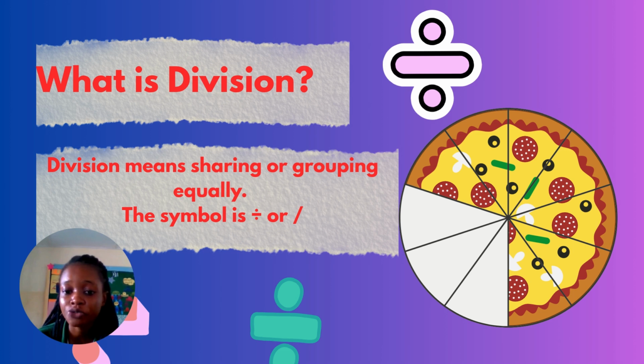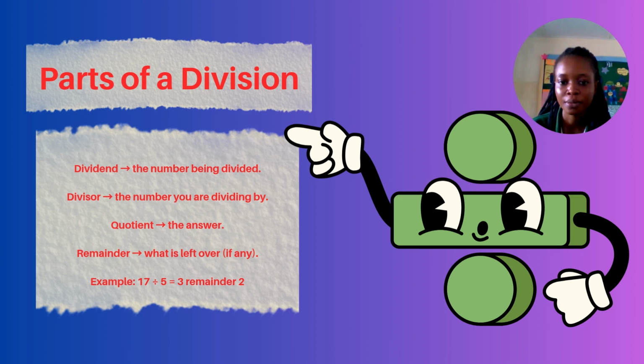If you look at your screen, you will see the symbol of division. You can either use the dot, dash, dot, or you use the slash symbol. Those are your symbols of division. Now we have what we call parts of division, where we have our dividend, divisor, quotient, and many more.